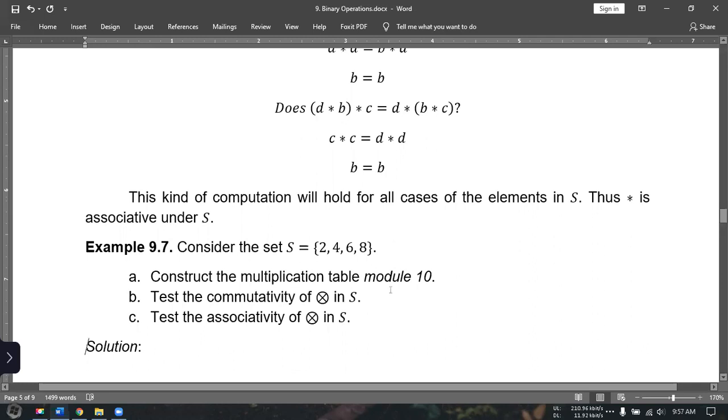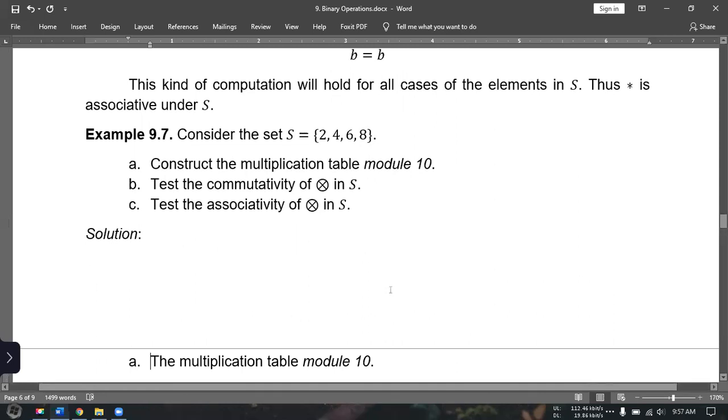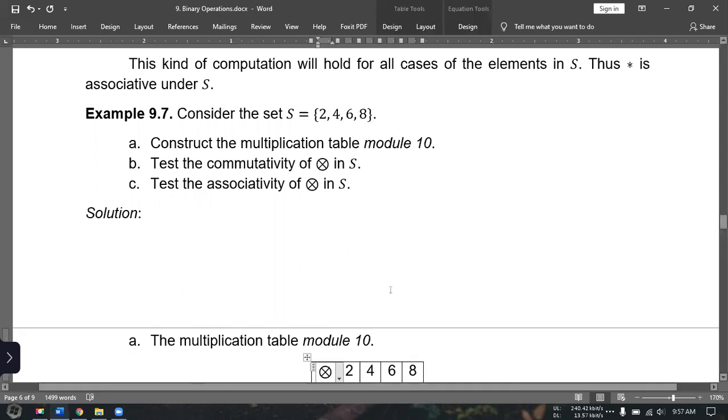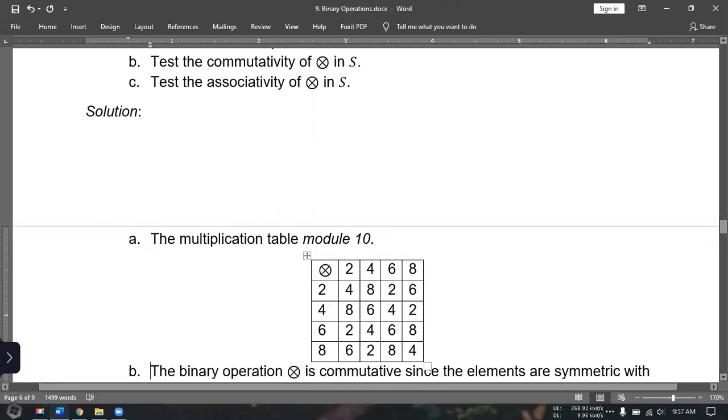We are now familiar with how to illustrate the given set under a modulo using a table. Multiplication table, we have elements 2, 4, 6, 8 under modulo 10. By definition of modular arithmetic, we have to consider the remainder of the product of the operation. So we have 2 times 4 is 8. 4 times 2 is 8. 6 times 2 is 12, remainder 2. 8 times 2 is 16, remainder 6. Right? And so on. So this is your multiplication table under modulo 10.